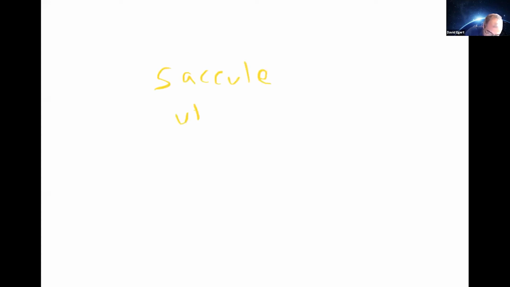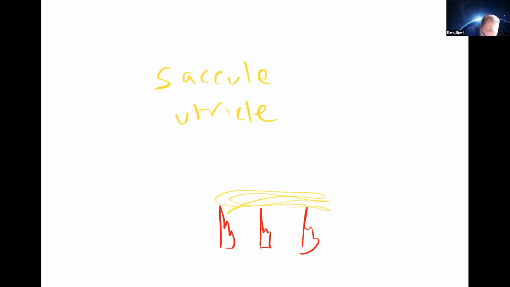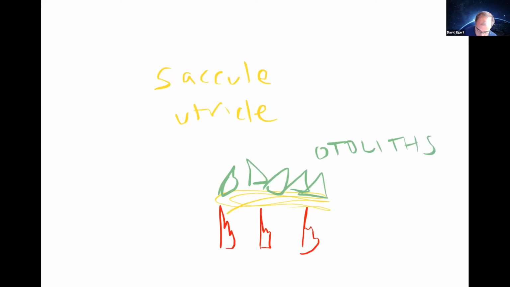The saccule and the utricle, they're the same thing, just in different orientations. So you can tell gravity in different orientations with respect to your head. But in both cases, there's going to be hair cells and some kind of gelatinous membrane, and then those little calcium carbonate rocks, the otoliths. Otoliths means ear stones.